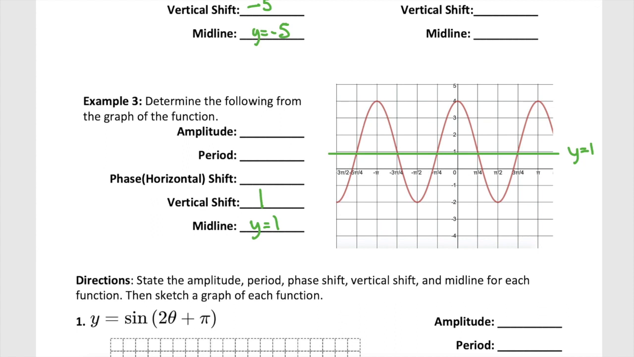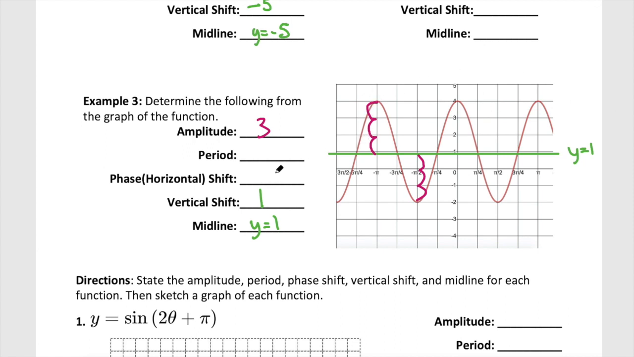From here, we can start to look for our amplitude. Our amplitude can be found by thinking about how much up and down from our midline our maximum and minimum values go. If we look at our maximum, it goes 1, 2, 3 units up, and our minimum goes 3 units down. So that means our amplitude must be 3. Next, we need to look at our period.